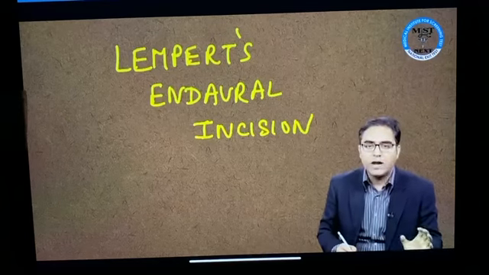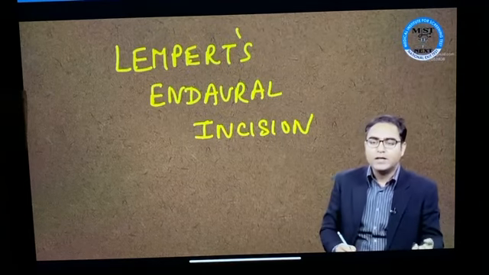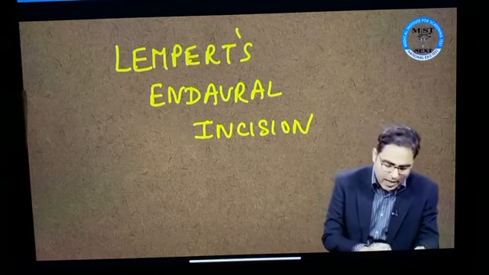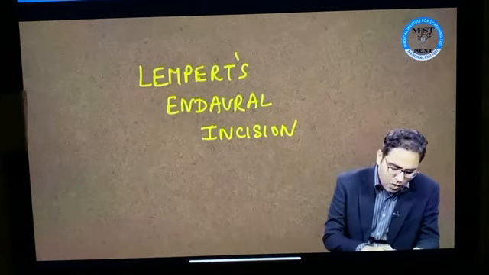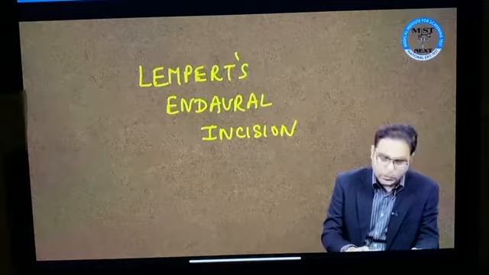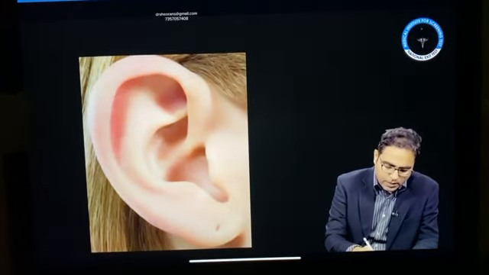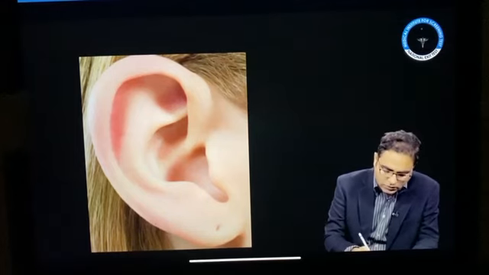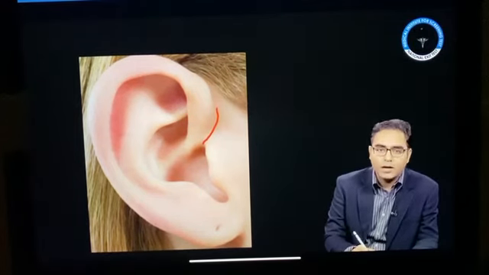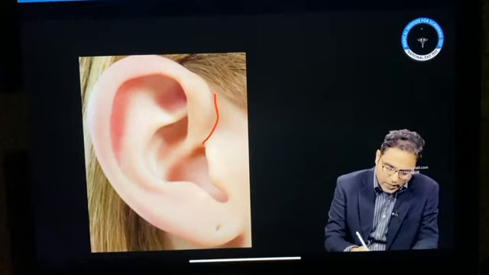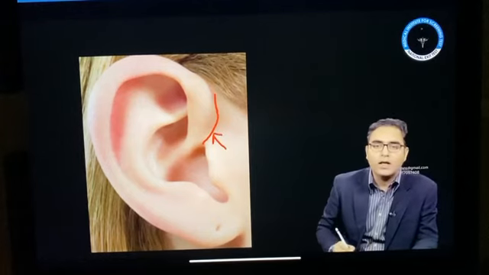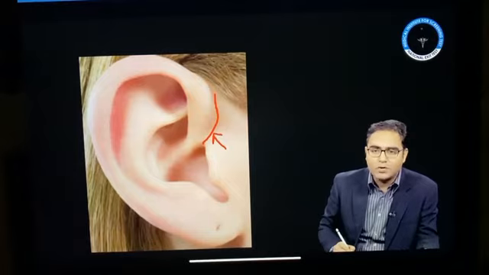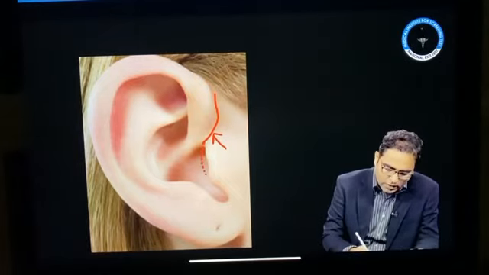End means in front of, aural means pinna. Therefore, Lempert's endaural incision passes through what? Incisura terminalis. If you see this, imagine this is your patient, you're operating on the patient and you are going to give Lempert's endaural incision. It starts from here, and then you pass through the incisura terminalis. Because there is no cartilage, there will be no damage to cartilage over there, and after that you go inside the auditory canal.